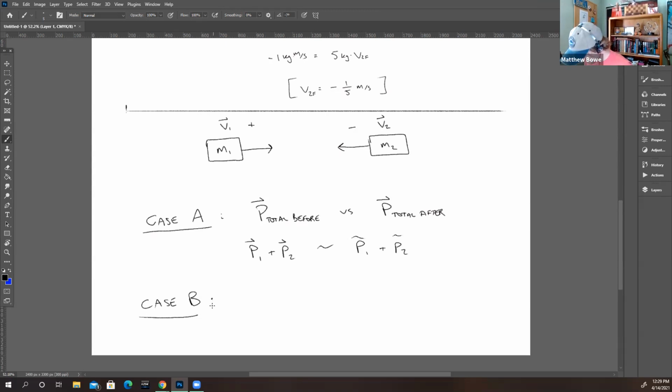It is saying to do something like this instead. It's saying instead of the total of one car plus the second car, total before and total after, what if you just look at the change in momentum of one car throughout the collision versus the change of momentum, that's a vector, of the second car.